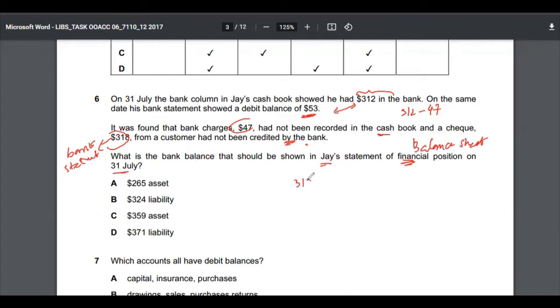So that would simply be 312 minus 47. You will ignore $318 here because this is an error on the bank's part, right? They have not credited the check received from the customer as of now. So 312 minus 47 is actually going to give me $265 as an asset, right? So it would be shown as an asset. So the answer to multiple choice 6 is option A.